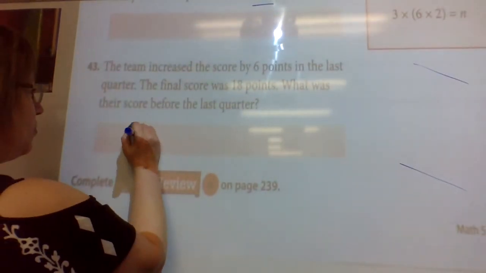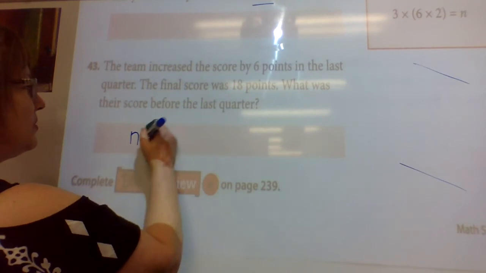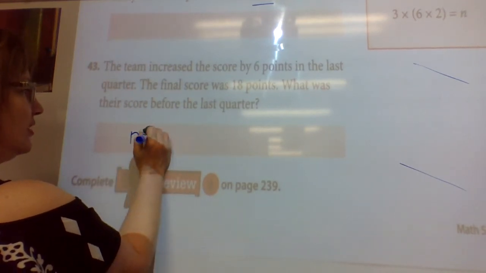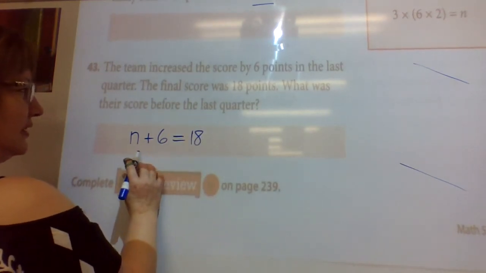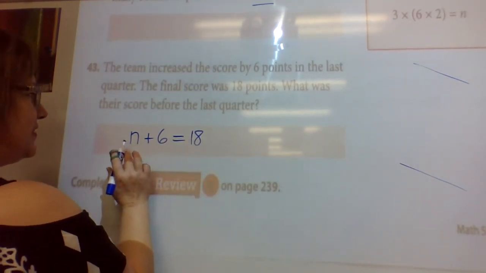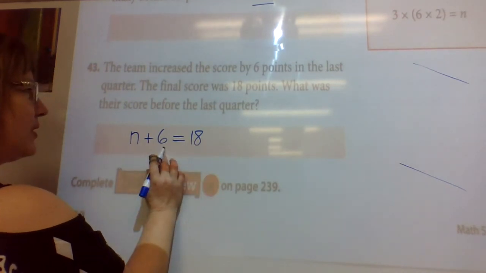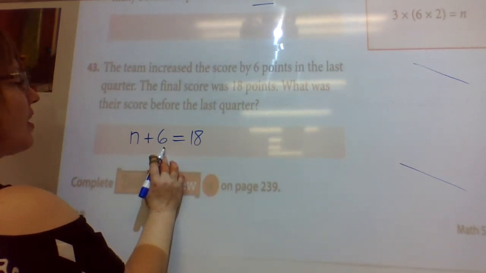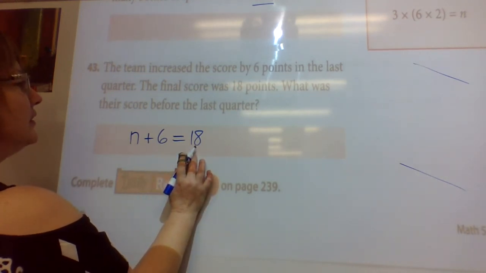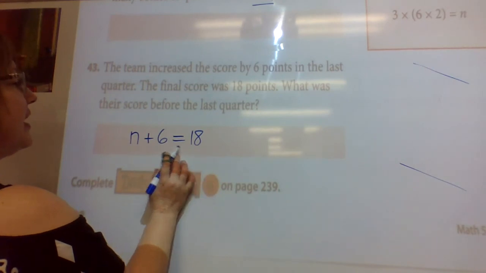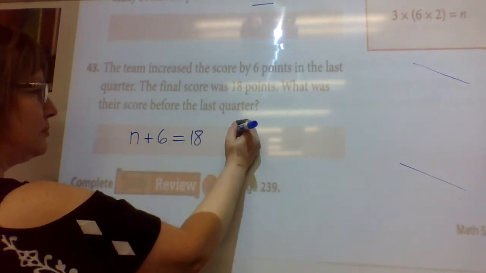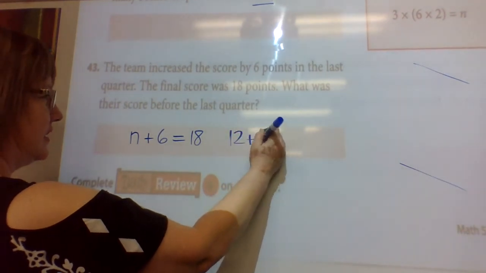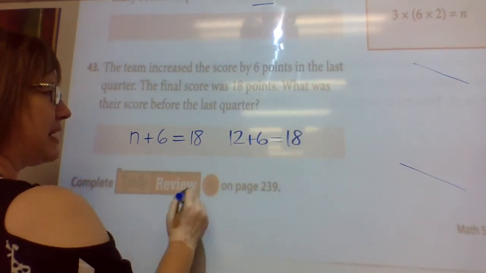So we don't know what this number equals, but we know that this is the third quarter, plus 6 more in the last quarter gave them 18. So see, this is the same problem, and we have to figure out what n is. So we go backwards. I still feel like that's wrong. No, that's right. So we go backwards. 18 minus 6 is 12. So this would equal 12 plus 6 equals 18. Sorry, see, it even twists my brain sometimes.